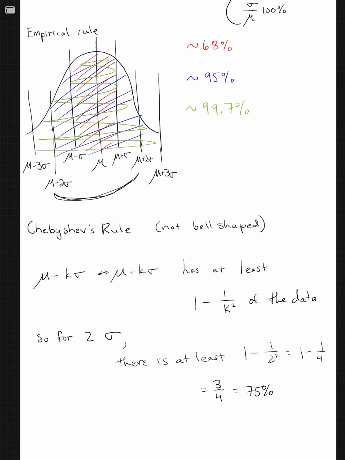Right, we notice this is still true for the bell-shaped, right? Bell-shaped says that there's about 95% of the data, and 95% of the data is bigger than 75%, so it's still true there, but the empirical rule tells us more, right? If we're not bell-shaped, then we don't know that we get all the way up to 95% like we do for bell-shaped stuff, but we do know that we're at least 75%, and that's better than nothing.